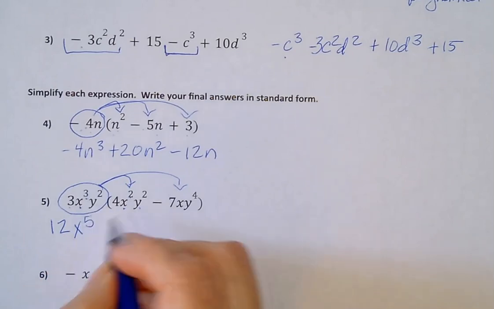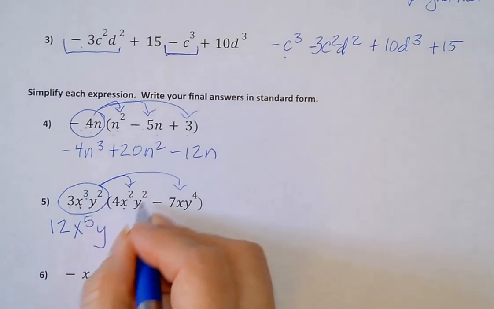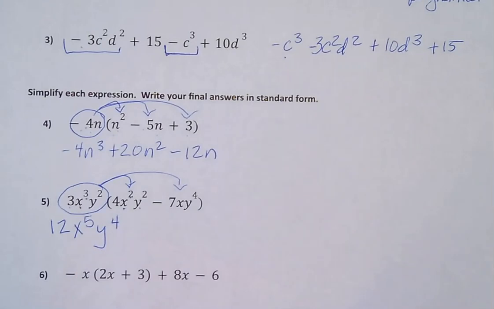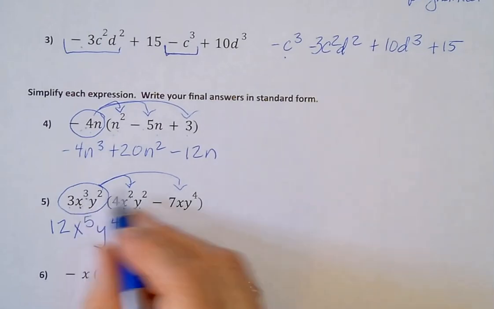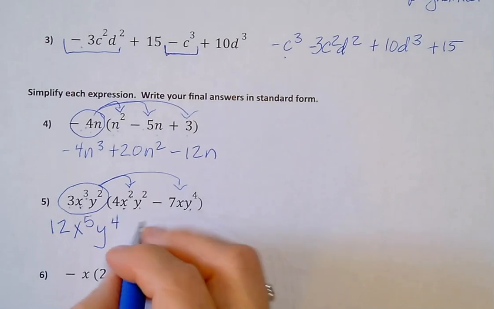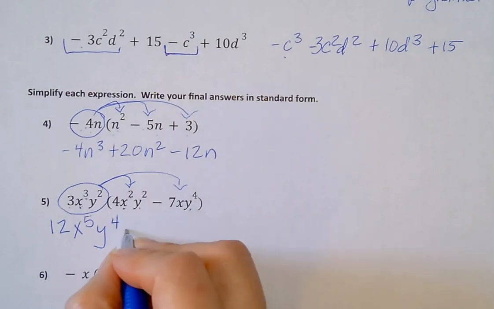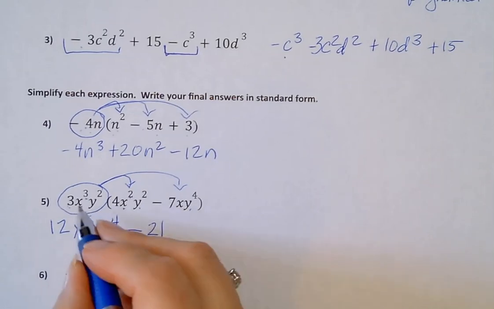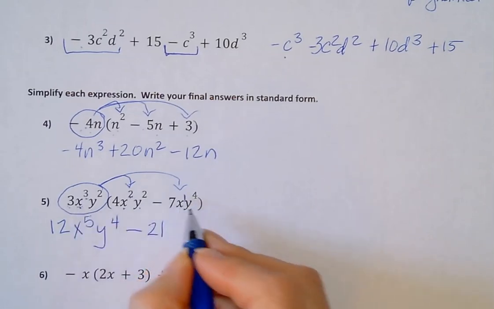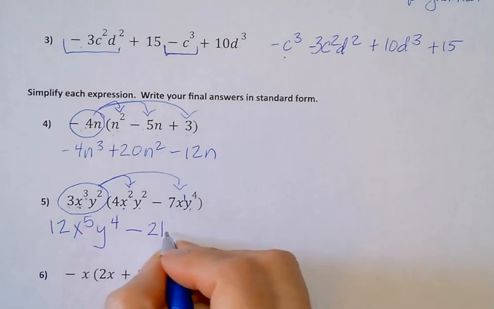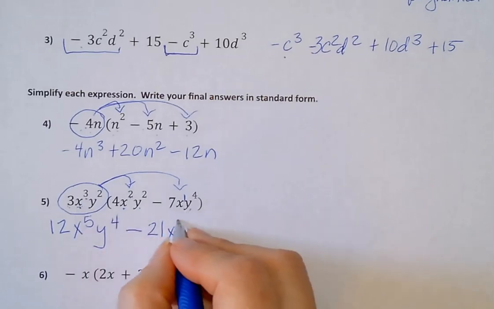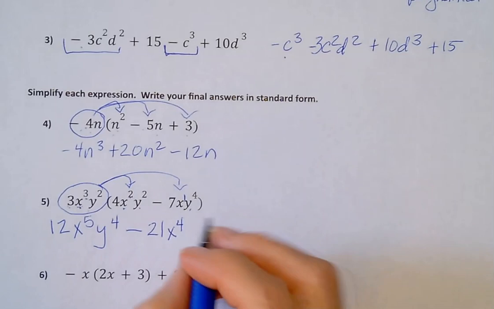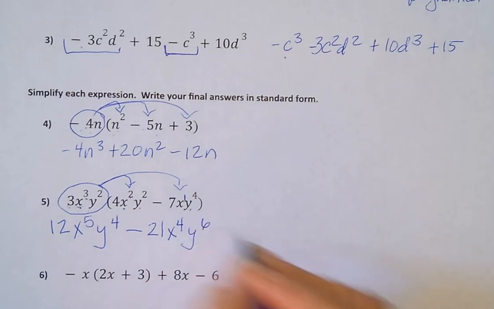Y squared times y squared, I'm going to keep my base and add those exponents, so I have y to the fourth. Now I'm going to multiply that monomial times the next part of my expression, so I have 3 times negative 7 is negative 21, x cubed times x to the invisible 1. I'm going to keep my base and add my exponents, so 3 plus 1 is 4, and y squared times y to the 4th is going to be y to the 6th.